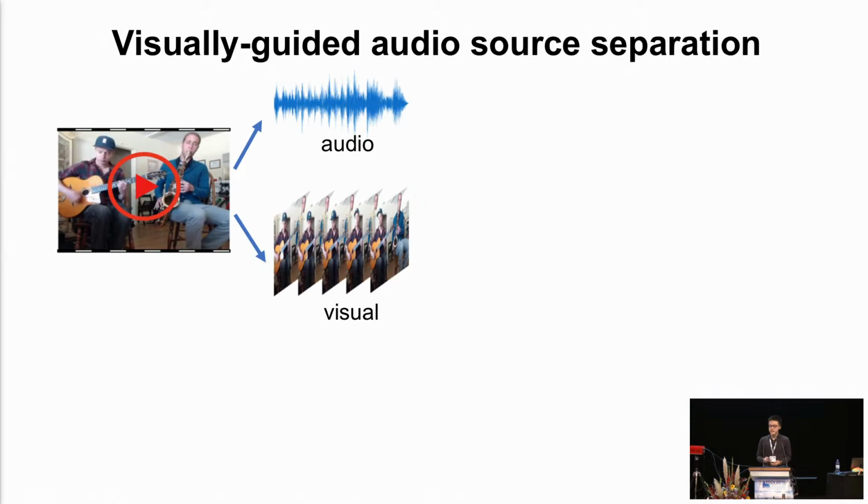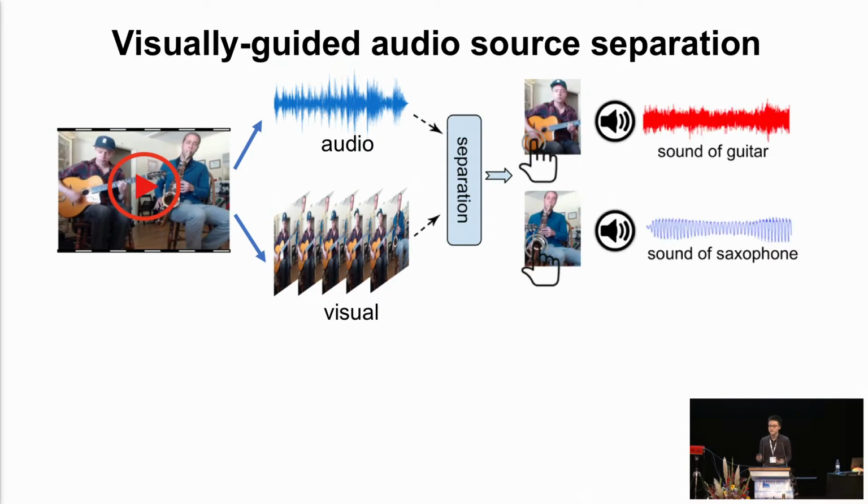In particular, we formulated the problem as visually guided audio source separation. Given an unlabeled video, we split and pay attention to both the audio and the video frames. And the target is to split the audio into its component sounds. For example, here, given an unlabeled video with a man playing the guitar and a man playing the saxophone, we want to detect the video objects and separate the sound of the guitar and the sound of the saxophone.